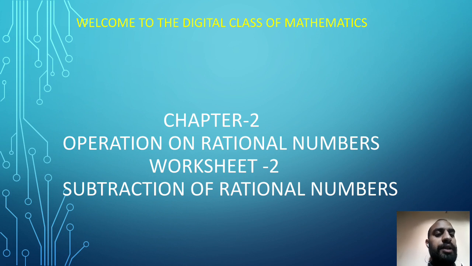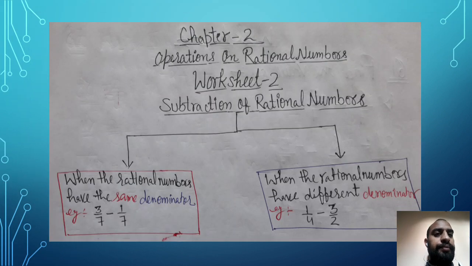Even addition and subtraction remain similar. Some points are similar in both cases, but few changes are there. So let's move toward the exercise. In this way, when we are going to deal with the subtraction of rational numbers, we will get two types of cases. Case number 1, when the rational numbers have the same denominator. This case is similar to what we did in addition with the same denominator. Second case, when we have rational numbers with different denominators.